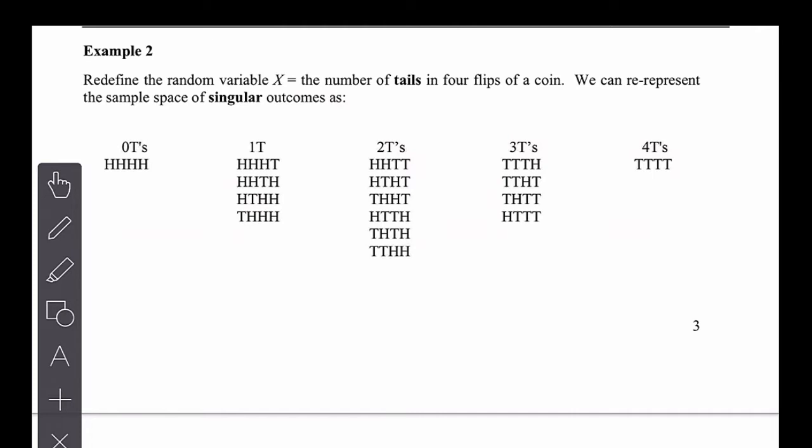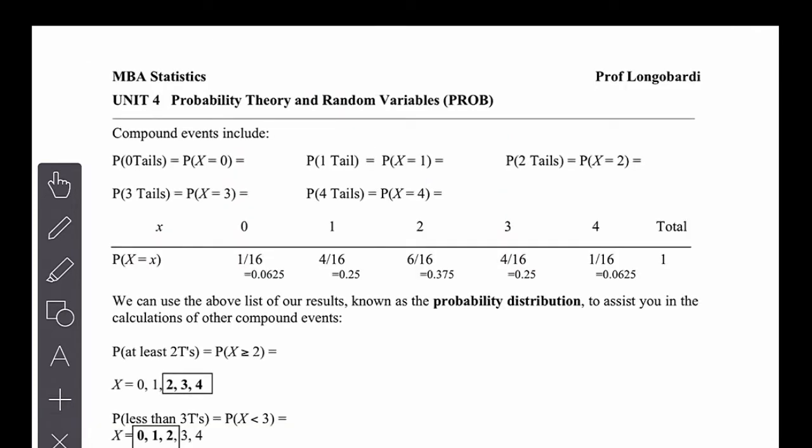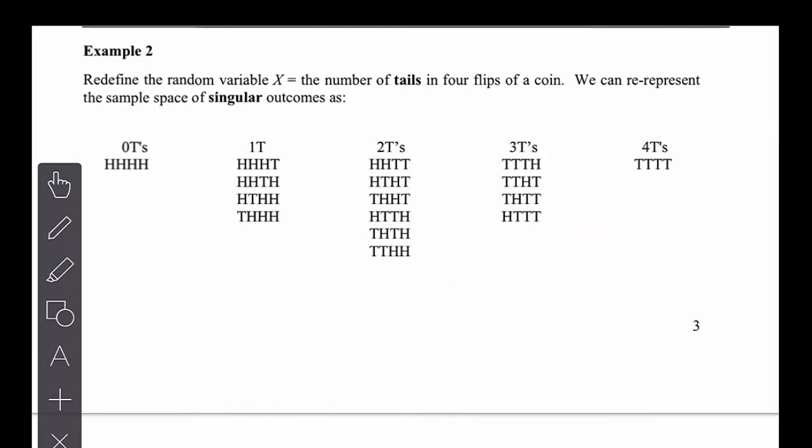From there, I can make a distribution. I need to calculate the probabilities of the possible outcomes. So I'll do that here. Since each one is 1 out of 16, if I group them, the probability of 0 tails is 1/16. However, the probability of 1 tail is 1, 2, 3, 4/16. How am I doing that? How do I know that?